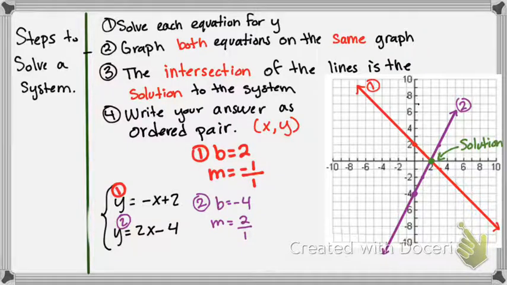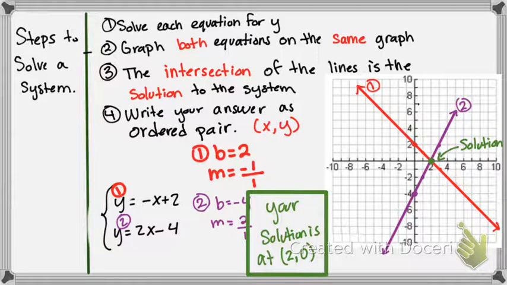To write your solution, you write the point x, y. Remember, yesterday we reviewed how to name points. We always do our x first. In this case, it's 2, and our y is 0. Our solution is at 2, 0. That means that x is equal to 2 and y is equal to 0. Later on, when we get to word problems, this will make a little more sense as to why each one has an answer.